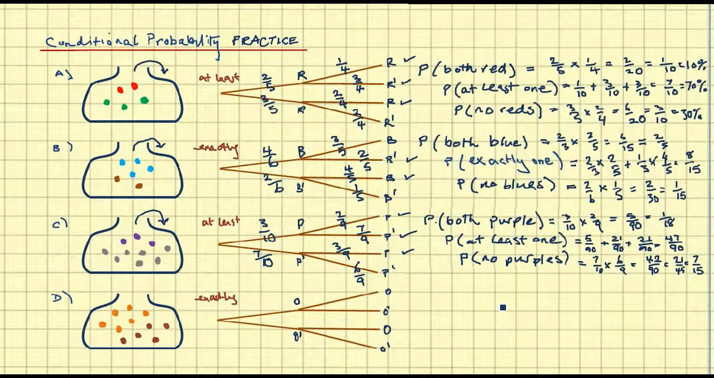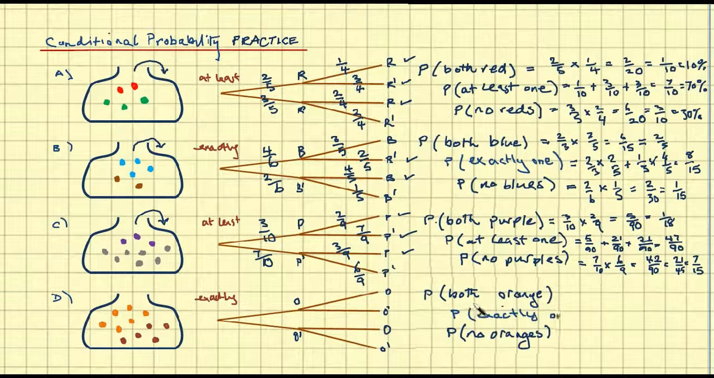Okay, so final problem. We've got 1, 2, 3, 4, 5, 6 oranges, and we've got 5 of these other colours, these reds here. So we've got 6 oranges. So we're going to write probability of both orange, probability of exactly one. Let's just put the bracket on the end of that. And the probability that we have no oranges at all.